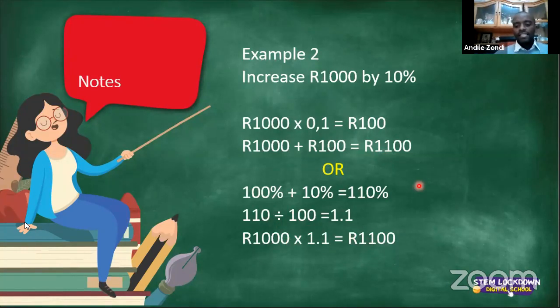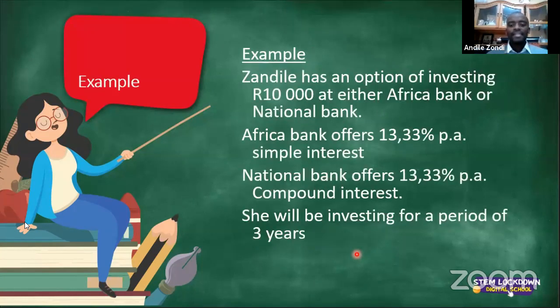Or alternatively, I can change my percentage format to my decimal format by dividing by 100. So 110 divided by 100, my answer will be 1.1. So 1.1 is the decimal form of 110%. So 1,000 multiplied by 1.1 will get 1,100. That is simple. So this method is actually quicker than this method. Let's move on.